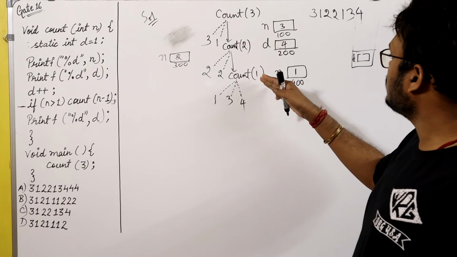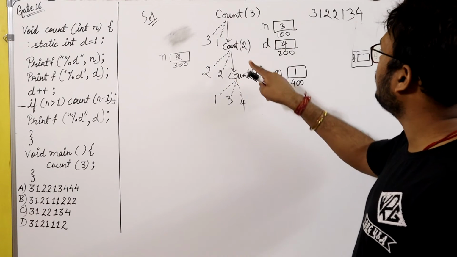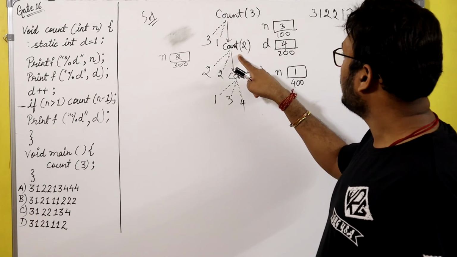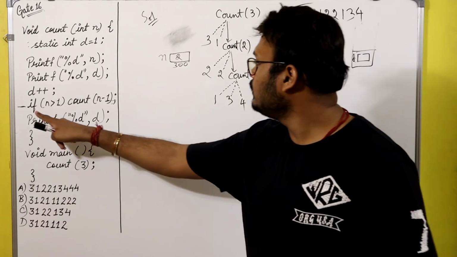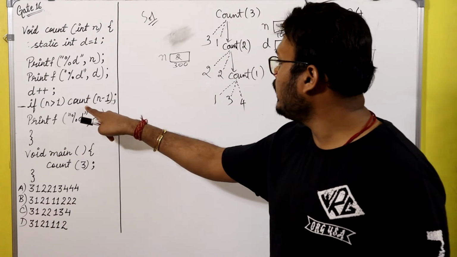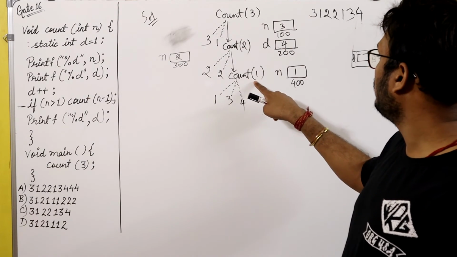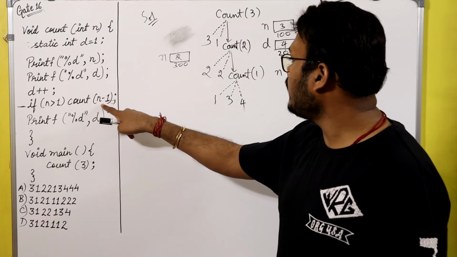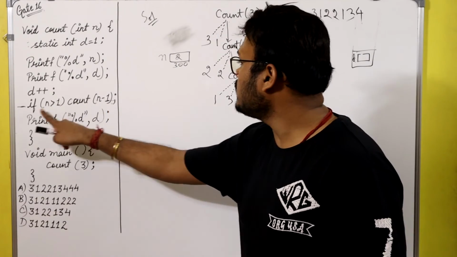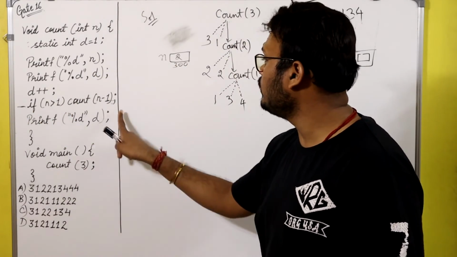So since this function is over, let's go to the upper function, I mean count 2. Count 2 executed till this line, because count 2 called count of 1, that is 2 minus 1. Count 2 called count 1, and after that count 2 did not execute this line. So since this line is left for count 2, count 2 will execute this line.